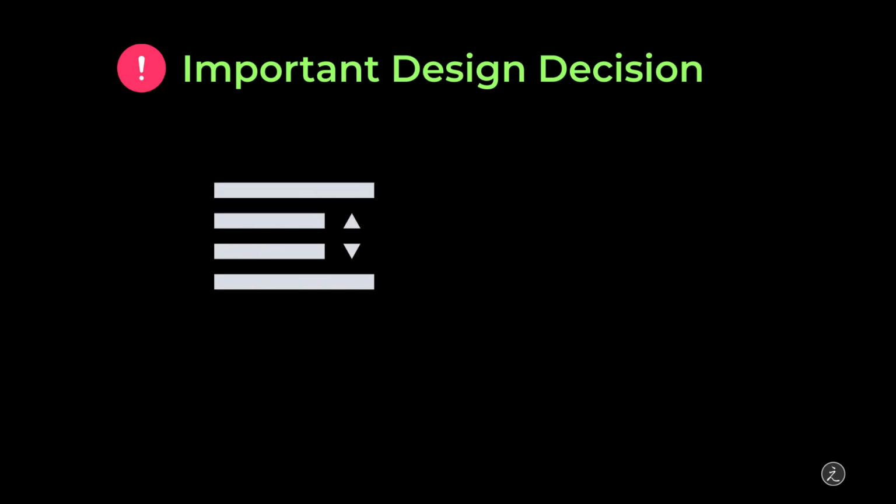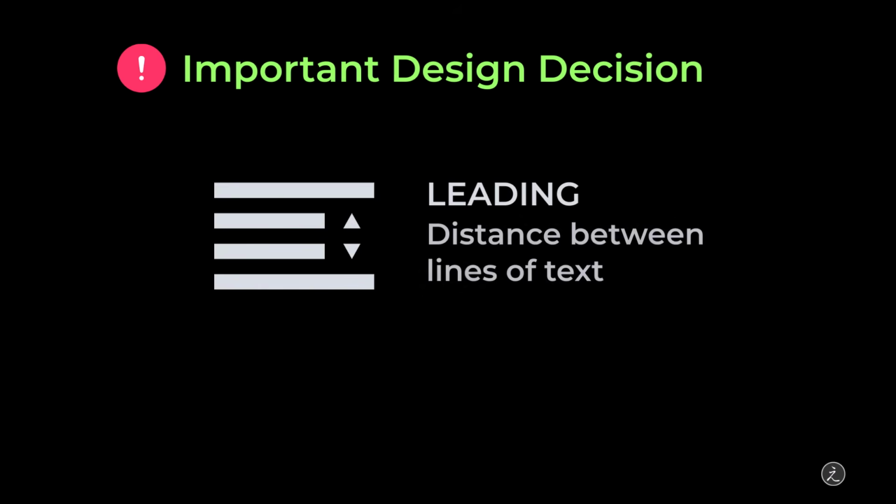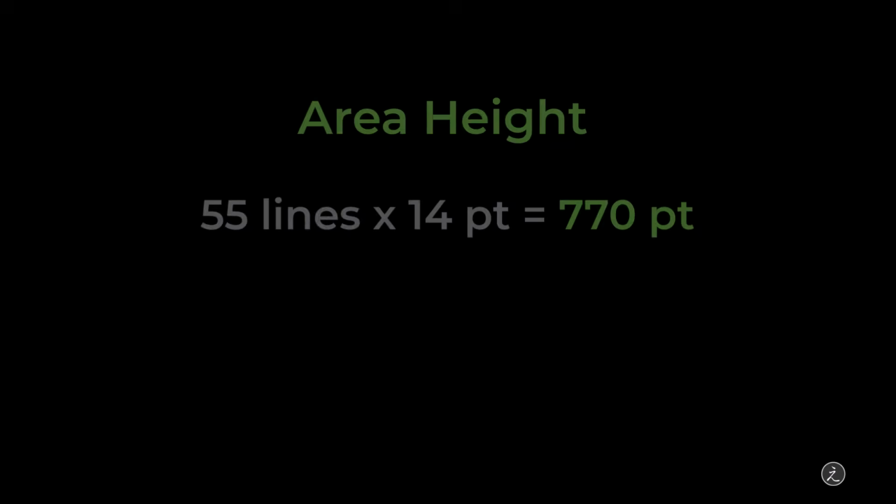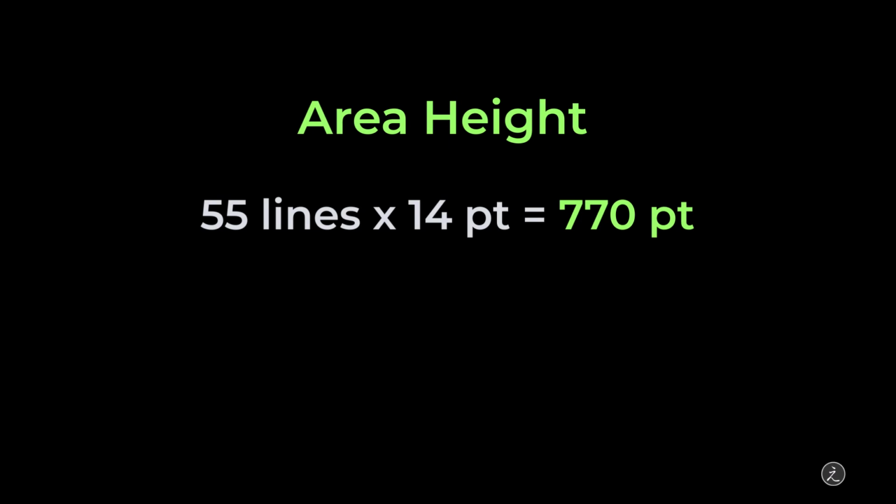Here we need to make one important design decision, that is to set the leading size of the body text. Now, leading is the distance between two baselines of type. I'll set the leading point value to be 14 points, so 55 lines times 14 points equals 770 points height, where most of the content will be contained.